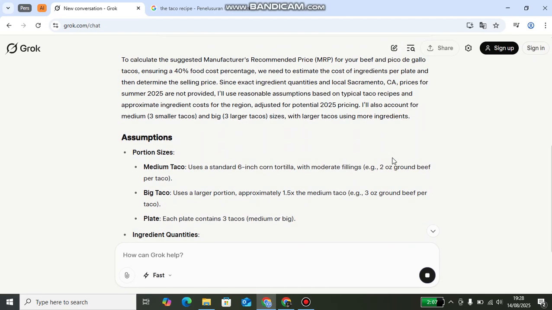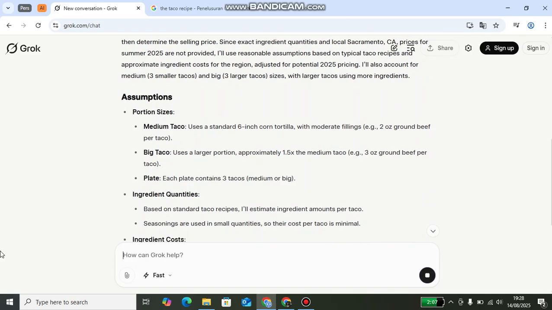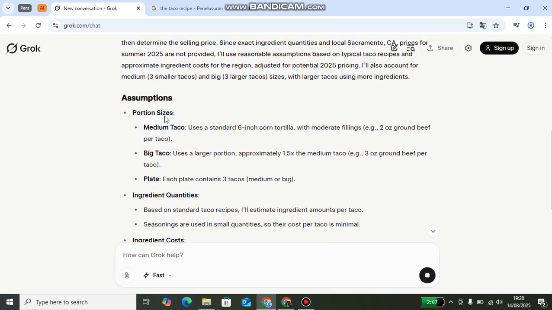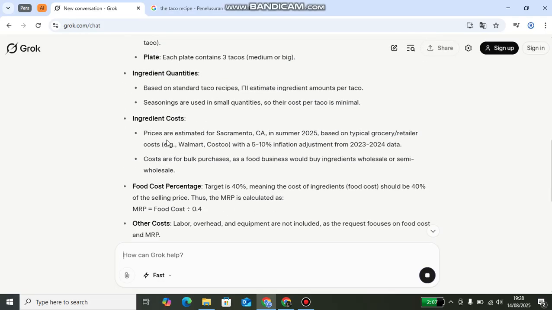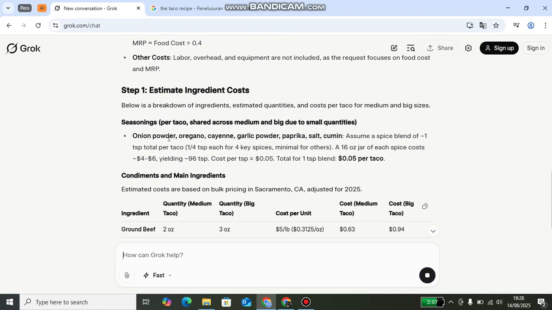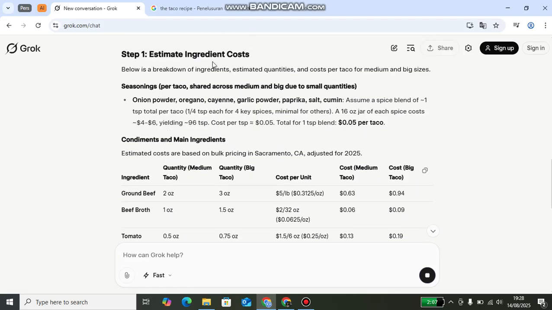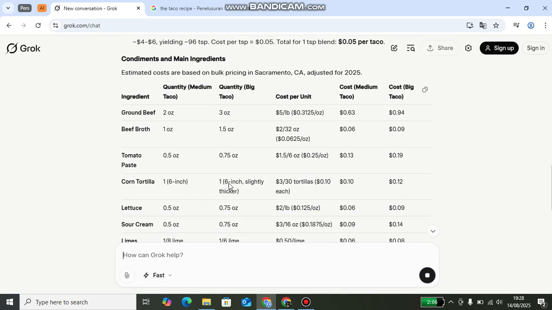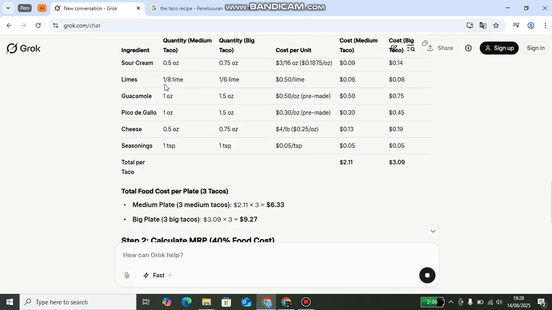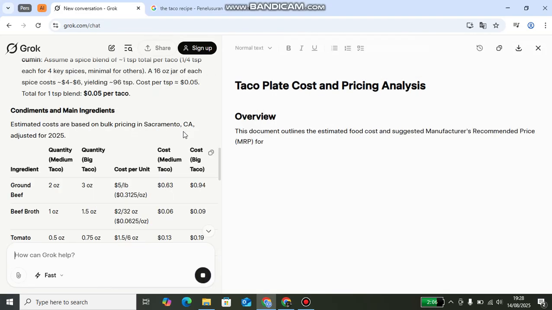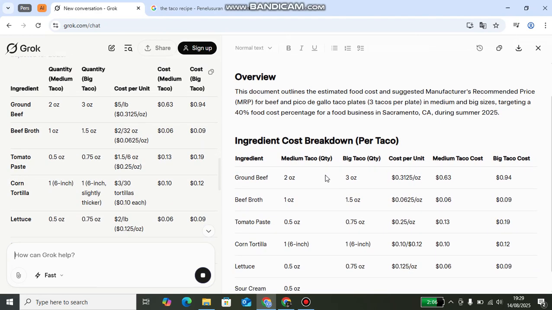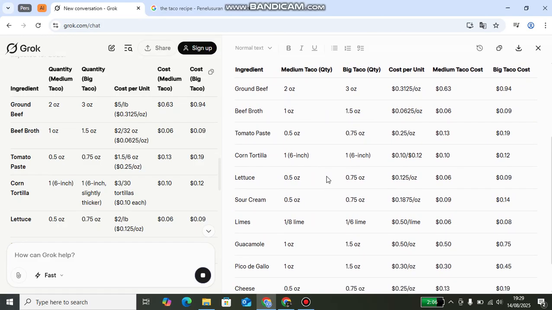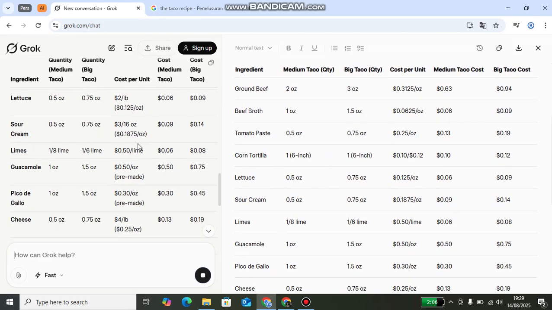And this is the result. As you can see, Grok will help you assume the portion and ingredient quantities, and also the ingredient cost. So this is the estimated ingredient cost. You can see the detail of the cost for every condiment, so it will give you very detailed information for the MRP of your product.